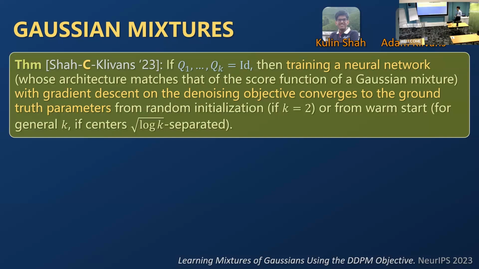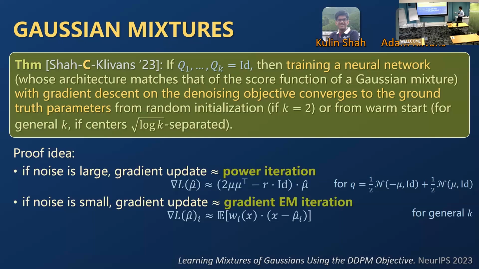You're making a lot of strong assumptions, both about the mixture and also about how the network is set up. But one nice takeaway from this work was that the analysis is really more of a black box kind of thing, where we look at the gradient updates when we train these networks on the DDPM objective, and we see that in these two regimes, one is when the noise is large. So when T is large, the gradient updates are well approximated by power iteration on the covariance of the mixture. This is a very standard spectral algorithm for learning Gaussian mixtures, and it turns out that the gradient updates exactly match, or at least very closely match, what you would do in that case.